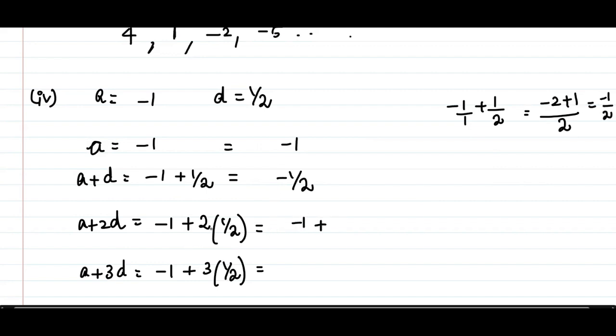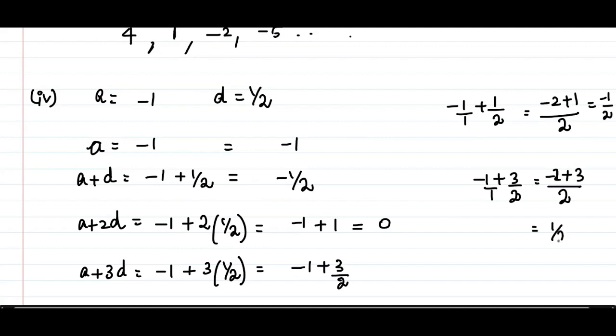Okay, for the next one, -1 plus 2 will get cancelled, become 1. So -1 plus 1 will become 0. For the fourth term, it will be -1 plus 3 over 2. So -1 plus 3 over 2 will be, with 2 as the LCM, -2 plus 3, which will become +1. So answer is positive 1 over 2.